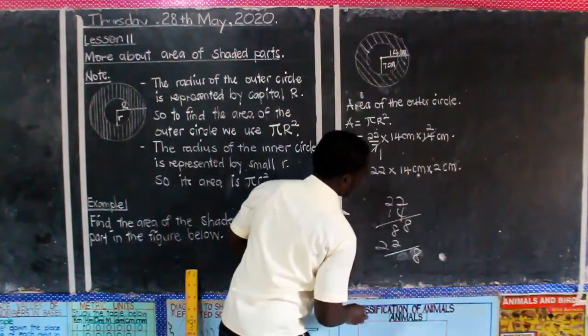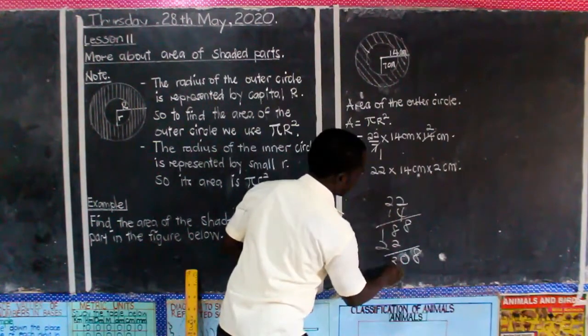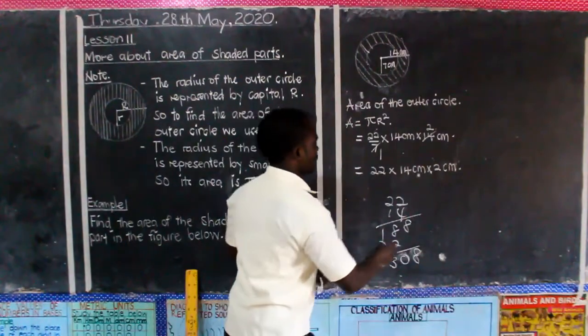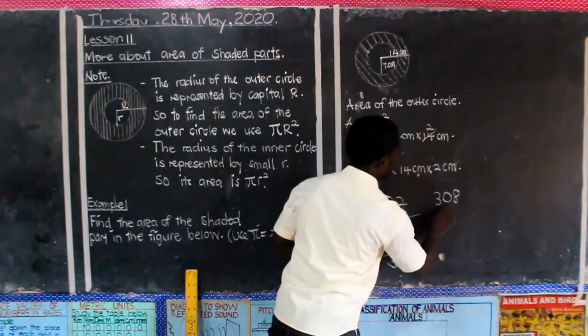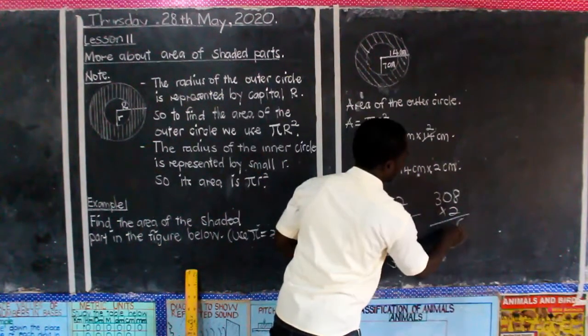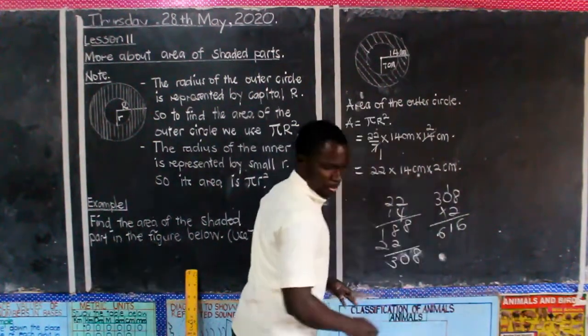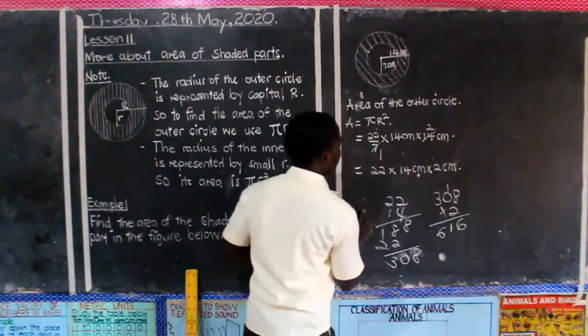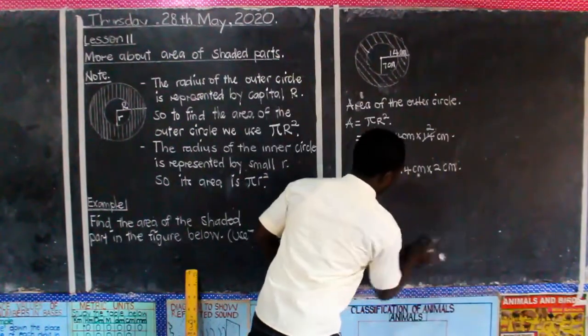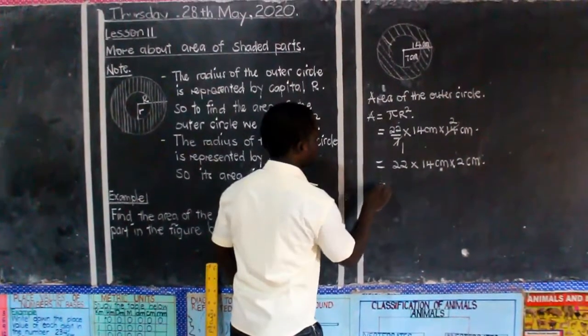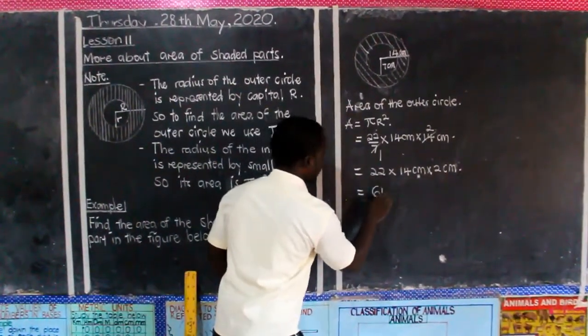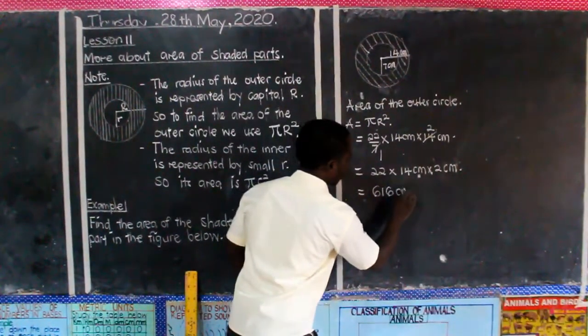8, write 0, carry 1, 3. Okay? Then 308 times 2. What do you get? 16, carry 1. This is 1. This time this is 6. Okay? So the area of the outer circle equals 616 square centimeters.